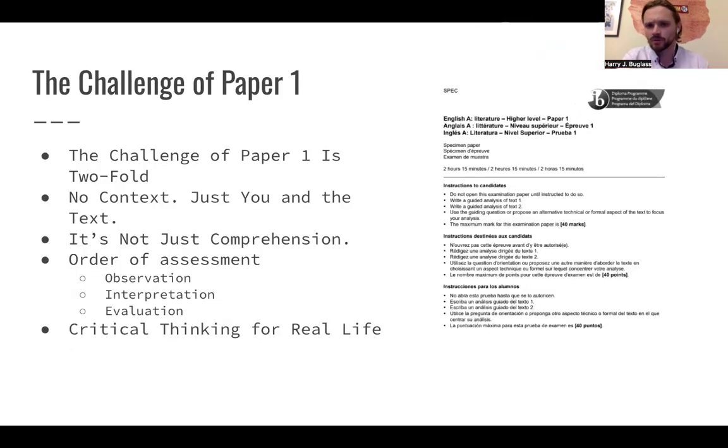So the challenge, why is it difficult? We all know that it's difficult, but why?